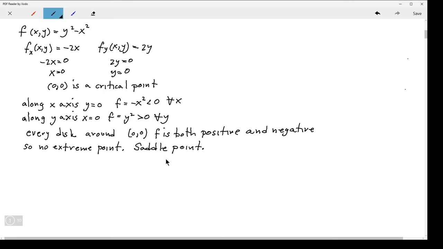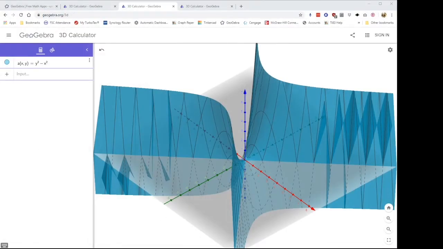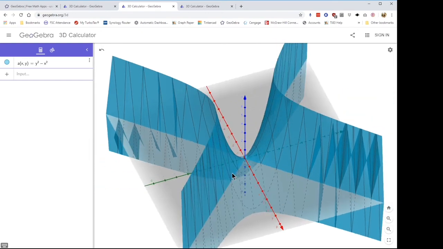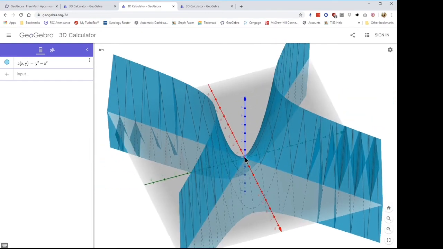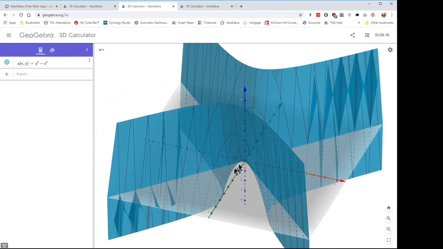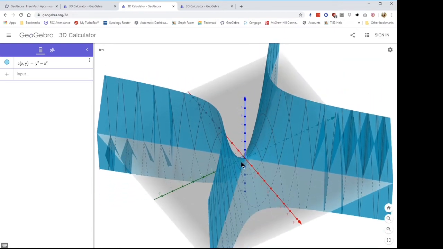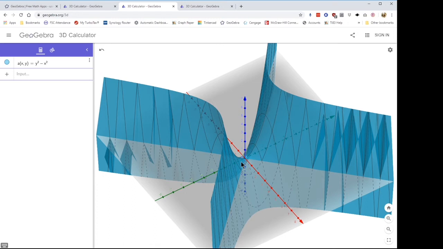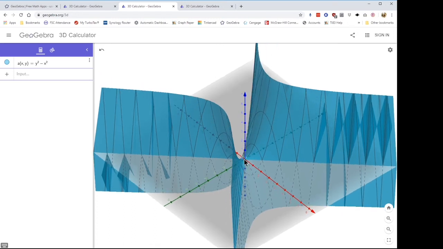And if we take a look at GeoGebra, here's 0, 0. I'm going to try and move this around a little bit. Here's 0, 0 right here. If I take any kind of disk around 0, 0 in any direction, I've got an upward facing parabola here. And if I turn it this way, I have a downward facing parabola here, which is what gives us that saddle shape, hence the name saddle point. So that's how you describe a saddle point.